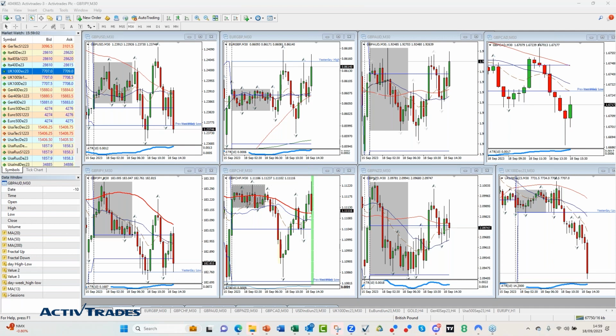As always, remember there's a fair bit of data coming out on sterling on Wednesday and Thursday, so just be aware of that and take it as an opportunity to look at that.